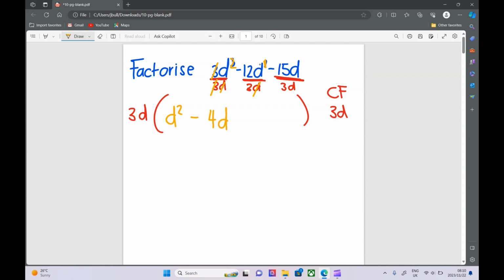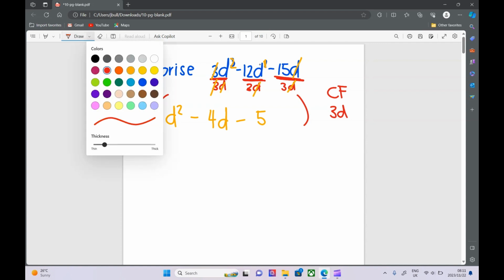Or just d, you don't have to write the 1. And then lastly, 15 divided by 3 is 5. And d divided by d, they just cancel. Okay, so it's already looking like we're getting to a factorized point. Then we need to check, so do we have any groups? So we don't have any groups. Okay, so that's our second check.